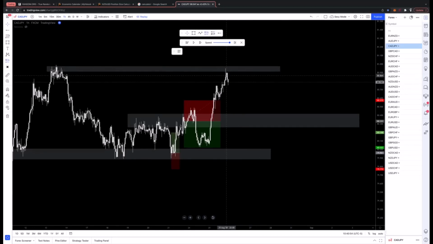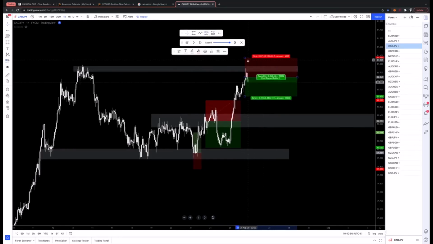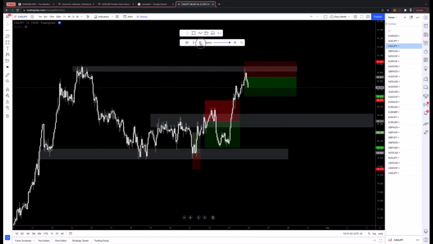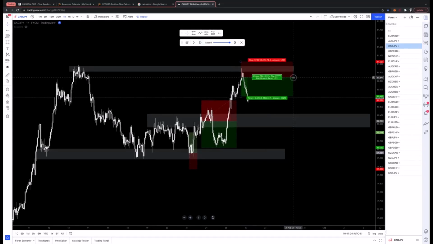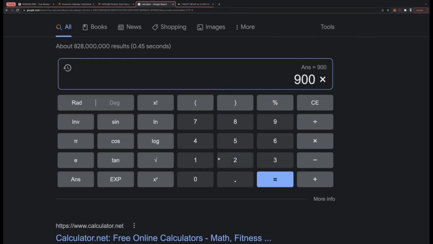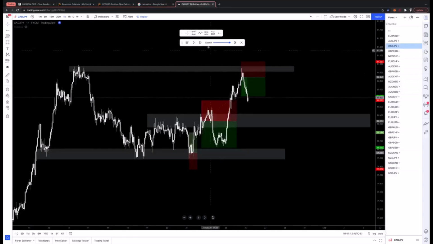That's a test. That's rejection right there. Let's put the stop right above the zone, and then profit target 1 to 1.25. Let's see if it plays. That one worked. 900 times 1.5, 1,350.